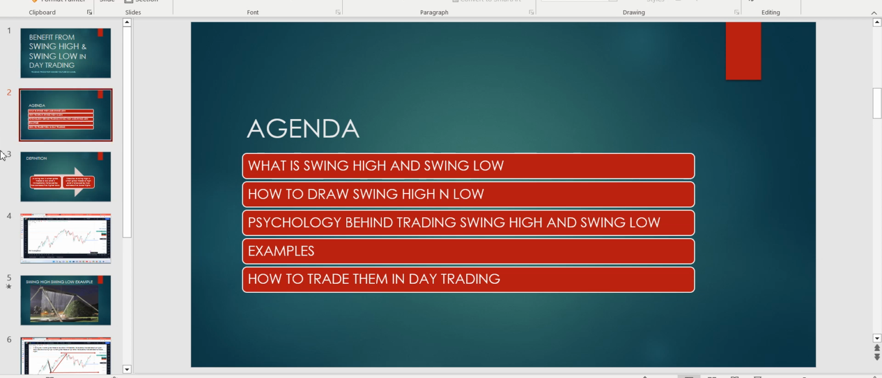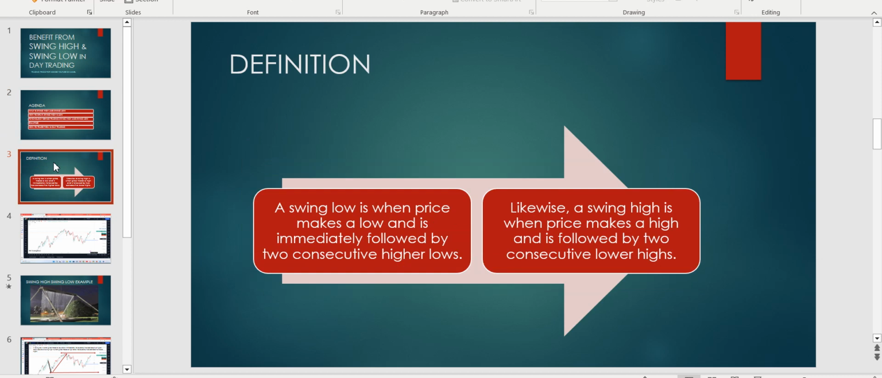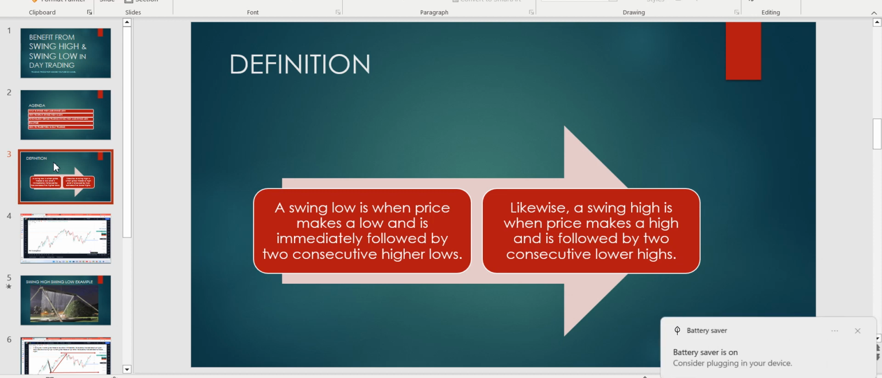And now first let's get into the definition of swing highs and swing lows, because the definition gives you the clarity and the confidence in the live market to mark those levels. Without knowing the definition of anything, it would not stay with you for long. Let's understand the swing high and swing low with the help of the definition.